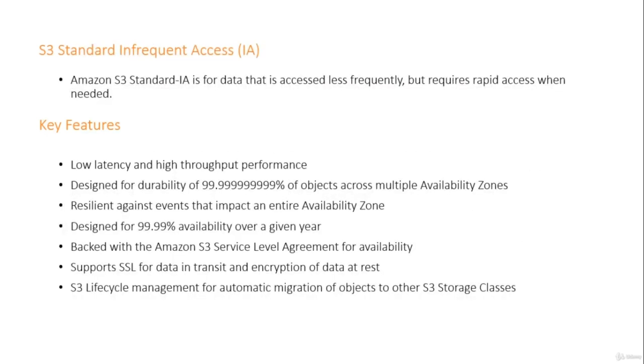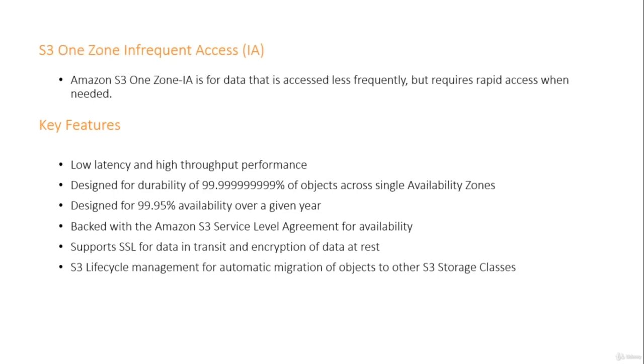S3 Standard Infrequent Access. This can be seen as the equivalent of the infrequent tier from the Intelligent Tiering class, as it is designed for data that does not need to be accessed as frequently as data within the Standard tier, but it still offers high throughput and low latency access. Same as S3 Standard, it carries that 11 nines durability across multiple availability zones and 99.99% availability.